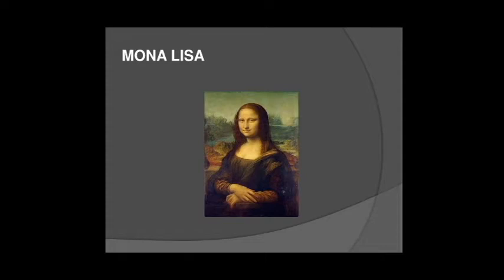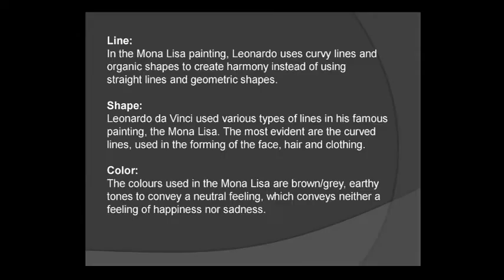So now I'll be discussing the Mona Lisa artwork. First is the line. In the Mona Lisa painting, Leonardo uses curvy lines and organic shapes to create harmony instead of using straight lines and geometric shapes. The second one was the shape. Leonardo da Vinci used various types of lines in his famous painting, the Mona Lisa. The most evident are the curved lines used in the forming of the face, hair, and clothing.